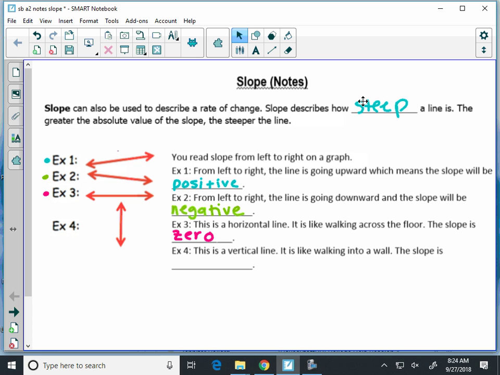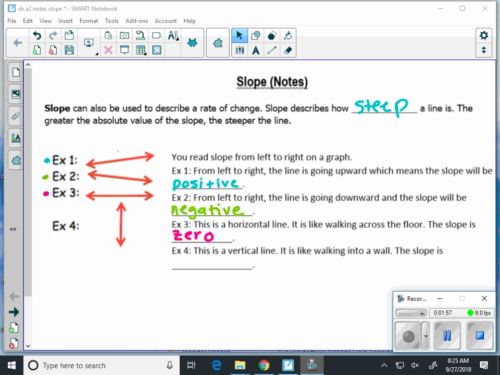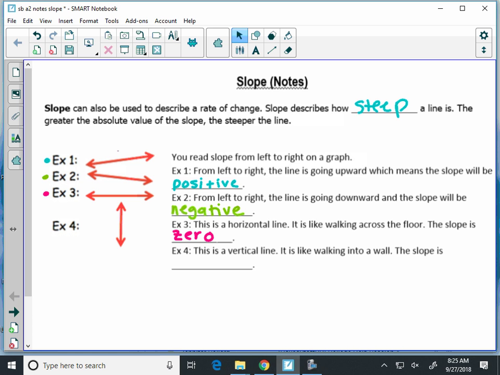In example 4, this is a vertical line. It's like walking onto a wall. And I can't walk on the wall unless I'm like in the Matrix or something or Spider-Man. No. So Tyler, what's our slope? It's undefined. There you go. It is undefined. Okay. It's a great way to remember it. When it's horizontal, it's like walking on the floor. You can walk on the floor, slope 0. But when it's up and down, it's like walking on a wall. Okay.